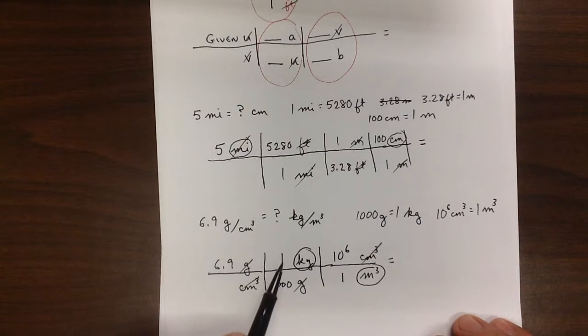On my calculator, I'm going to ignore the ones, and I'm going to take 6.9 times 10 to the 6th divided by 1,000. And you might be able to do that in your head.